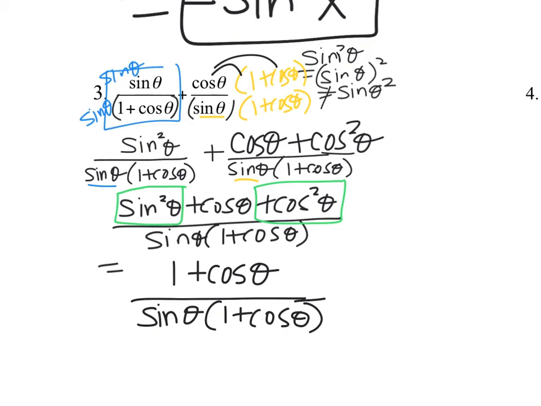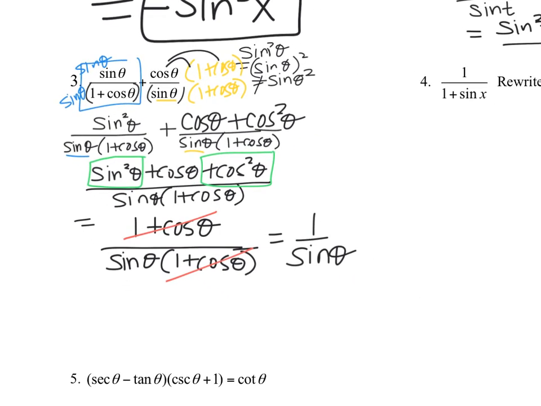All right, so then at this point, we have a 1 plus cosine up top and a 1 plus cosine on the bottom as factors. We can reduce, or as you like to say, cancel, which is wrong. So then you end up getting 1 over sine of theta, which we just saw in the last problem, is equal to cosecant theta.